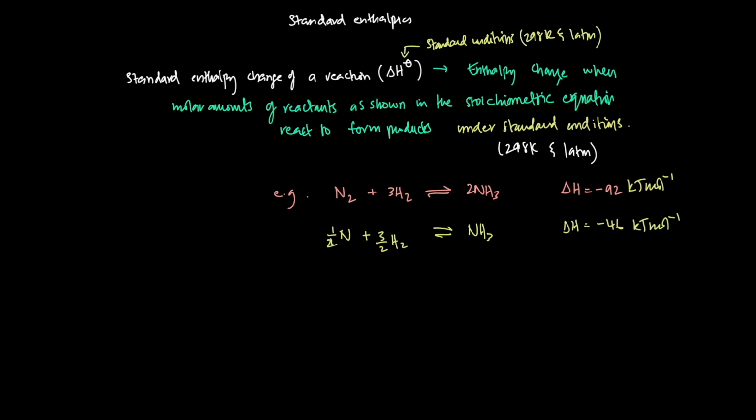You can say 298 Kelvin, or you can say 25 degrees Celsius. 1 atmosphere is not the same as 100 kilopascals. 1 atmosphere is around 101.325 kilopascals. I'll write this down. 1 atmosphere is about 101.325 kilopascals.